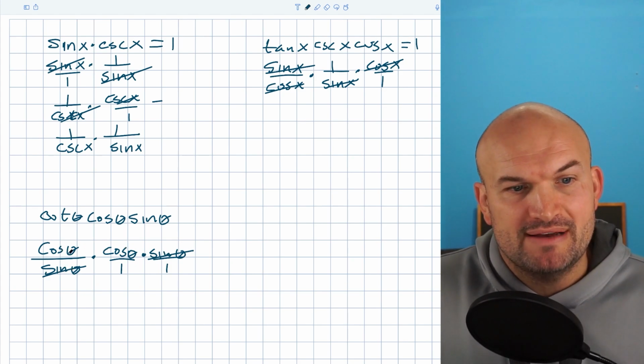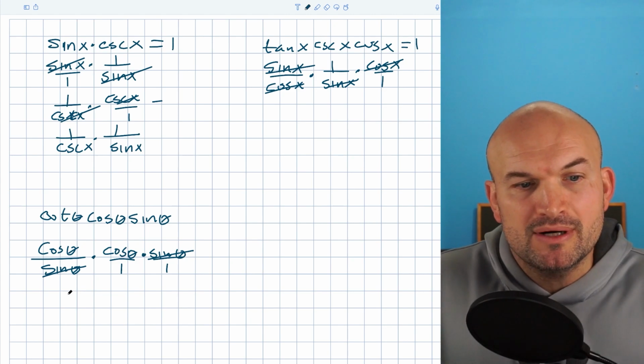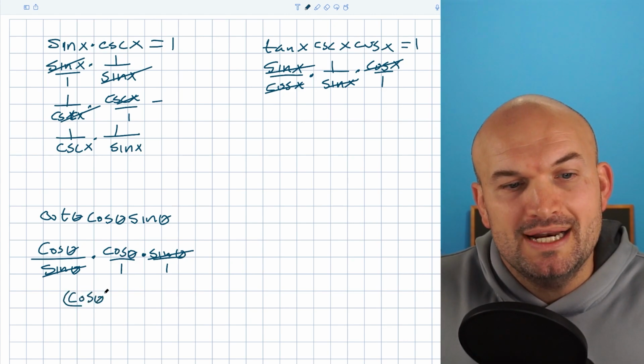Now in this next case, we have a cosine of theta times a cosine of theta. So just remember that is going to be cosine of theta quantity squared.